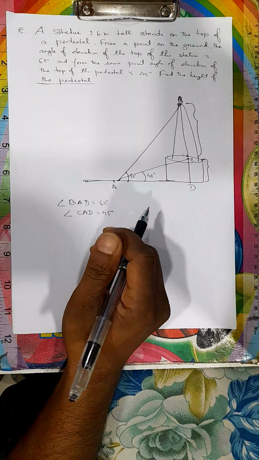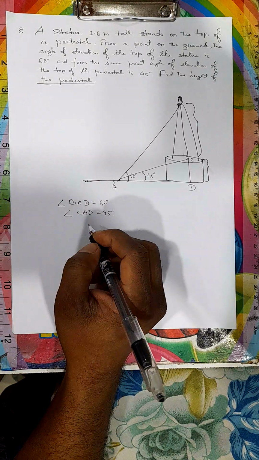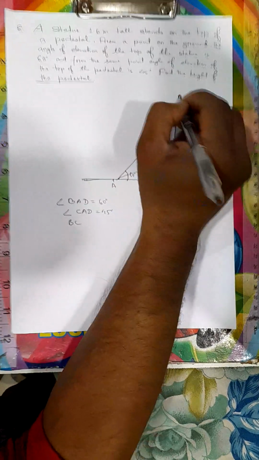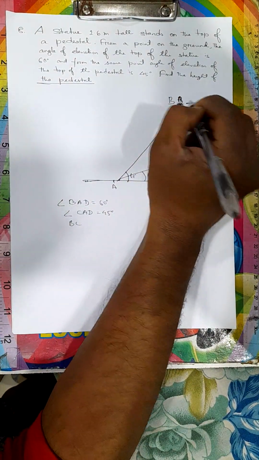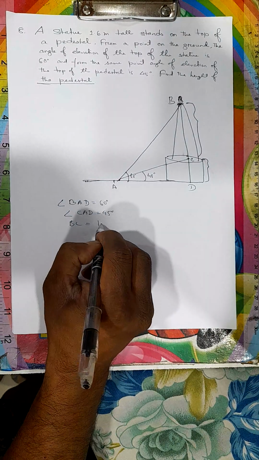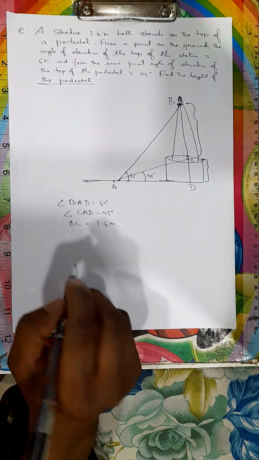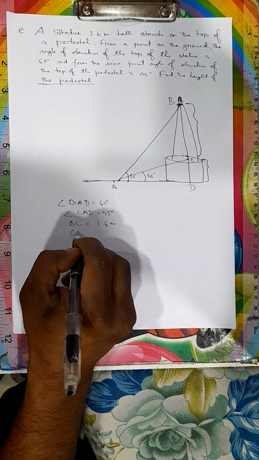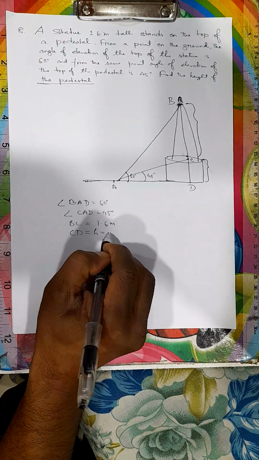right? Height of the statue is 1.6 meters. So BC equal to 1.6 meters. Find the height of the pedestal, CD. What is CD? H equal to what?